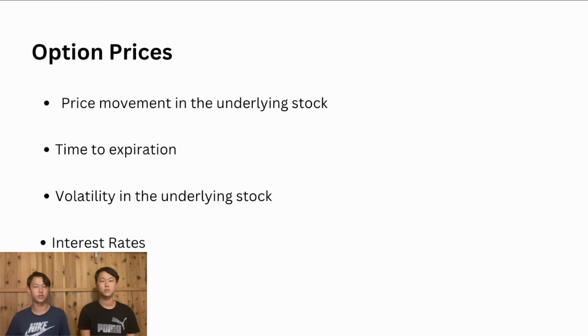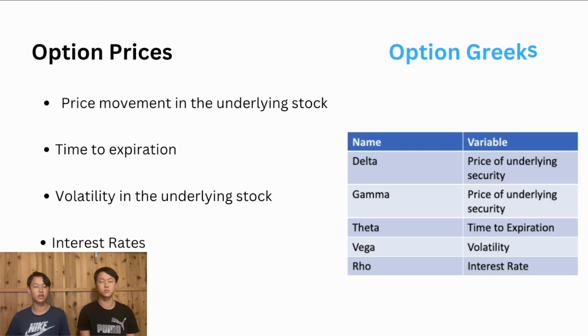There are 5 option Greeks: delta, gamma, theta, vega, and rho. Delta and gamma depend on the price of the underlying security. Theta depends on the amount of time to expiration, vega depends on volatility, and rho depends on the federal interest rate.